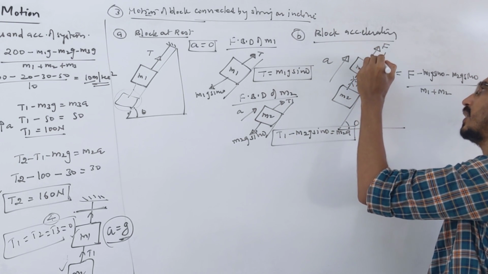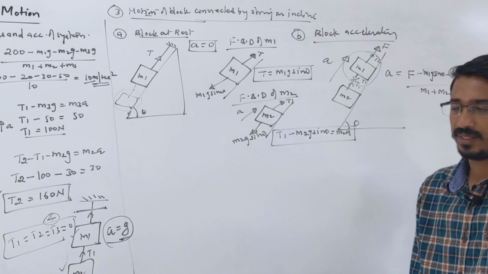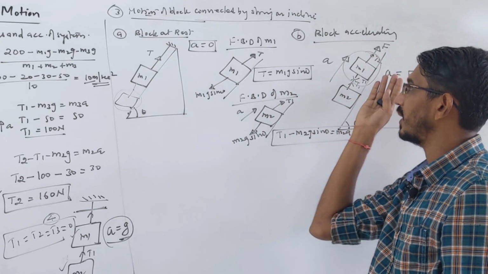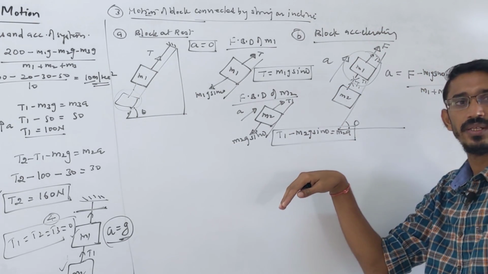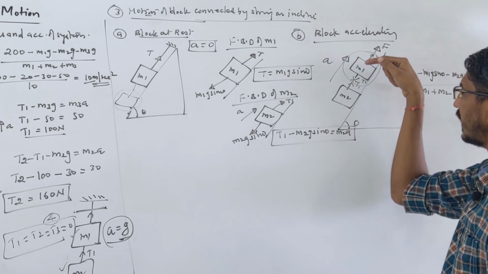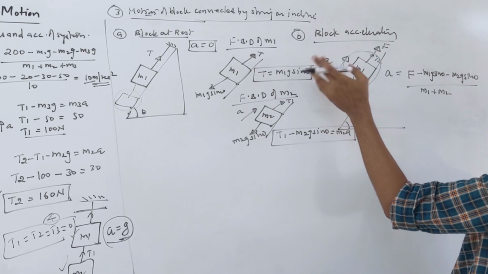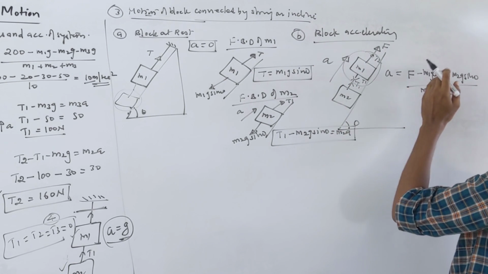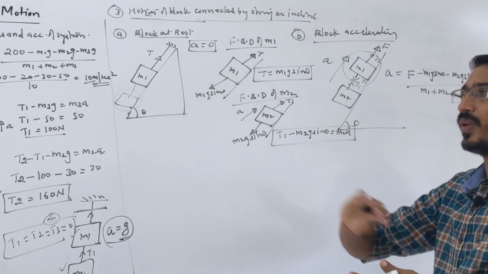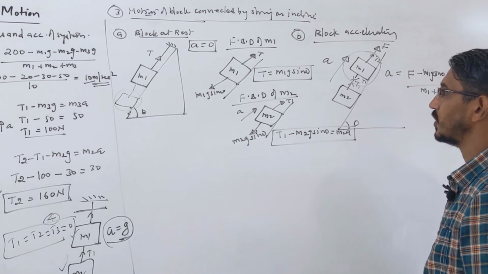We already know that T2 will be equal to F, but you can take the FBD of this and you will get F exactly. There are two possibilities again, at rest or accelerating. They can also accelerate downward, it doesn't matter. Even if you apply the force F here, they can accelerate downward. They moving downward means these forces are big. So when you write acceleration, you write M2G sin theta plus M1G sin theta minus F. Whatever direction it is moving, that force is bigger, and you subtract the opposing force, divided by the total mass.